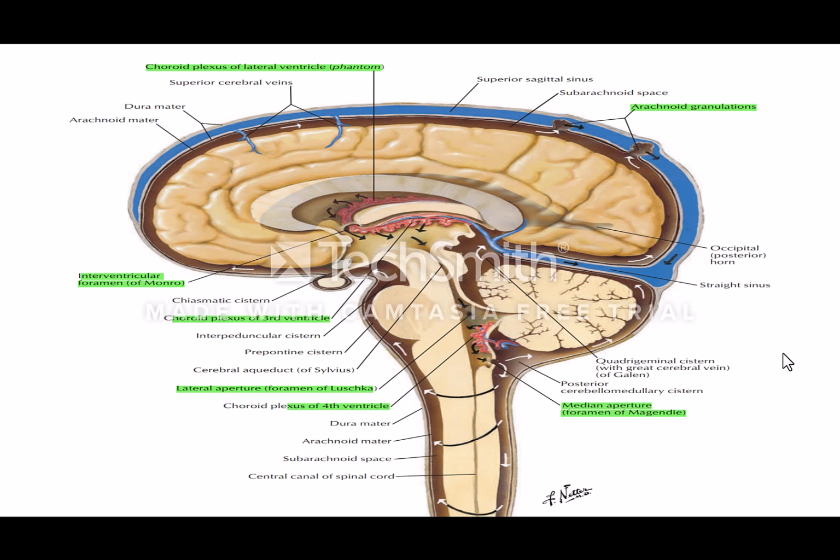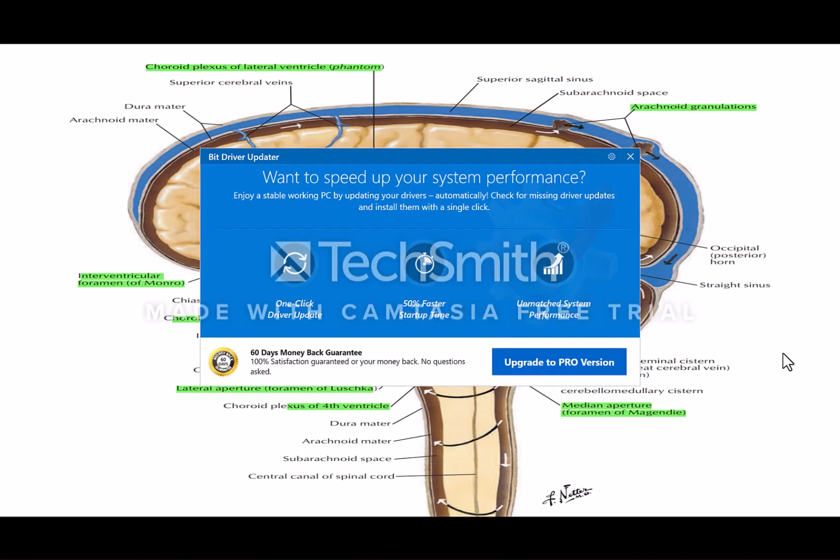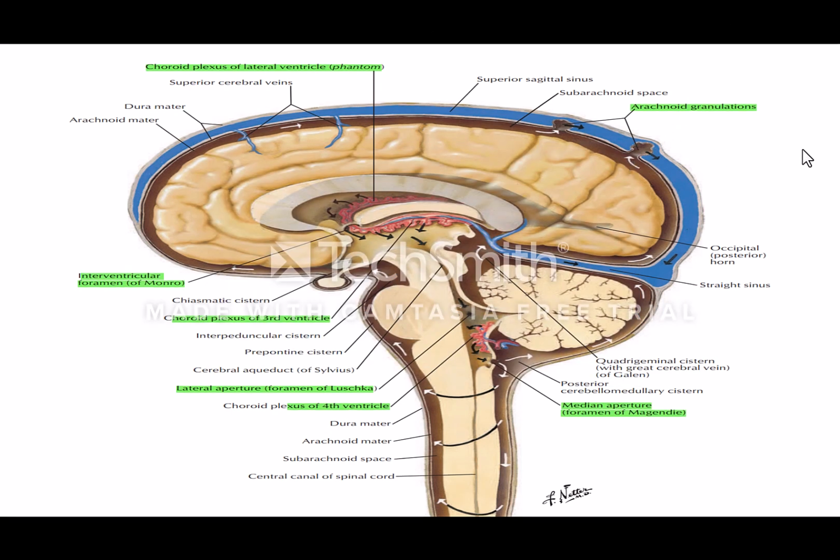I just want us to do a very quick revision on the gross anatomy of the ventricular system of the brain. So we'll just go through a few slides and look at what the ventricular system of the brain looks like.